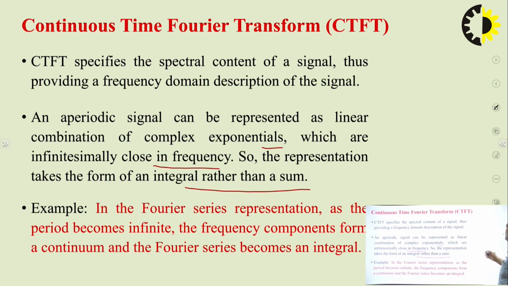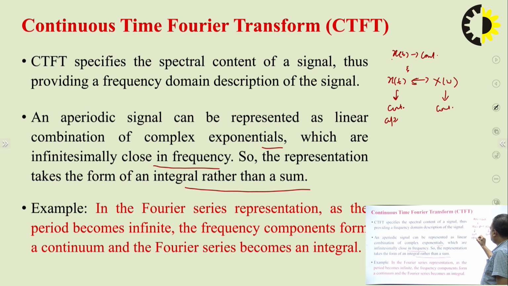So in continuous time Fourier transform, let us suppose you have a signal x(t), so your x(t) is basically continuous. Okay, and when we take its transform, let us suppose the transform of x(t) is X(omega). It is represented like this. So you can say here x(t) is continuous and here X(omega) is also continuous. This x(t) is generally aperiodic, and X(omega) is also aperiodic. Okay.